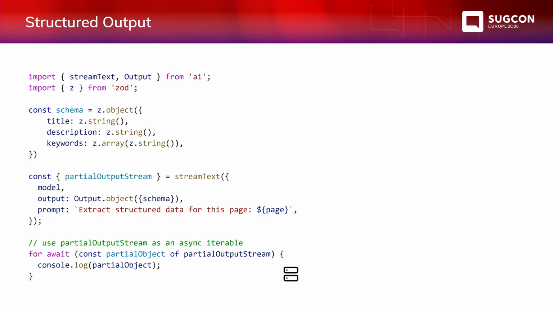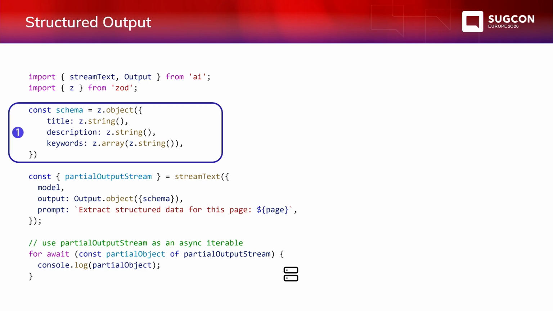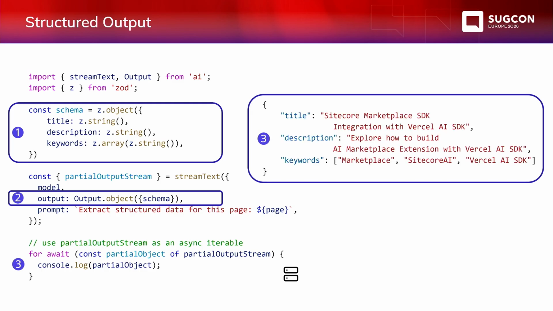And sometimes raw text is not enough. Sometimes you want a structured object instead. And it's also supported by the AI SDK. You can define the schema and pass it to streamText as an output option. The LLM will generate the response as JSON, and the SDK will parse and validate it for you. So here I asked to extract structured SEO data from the page.